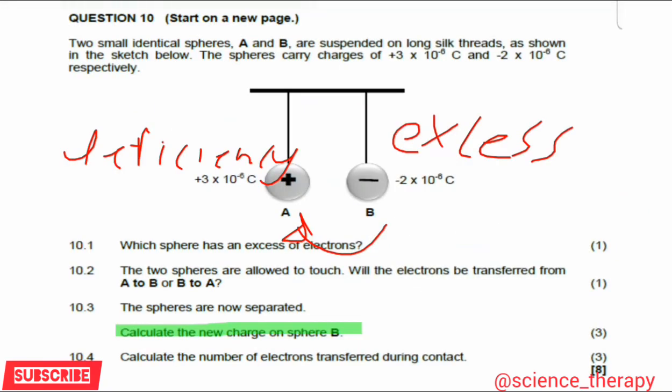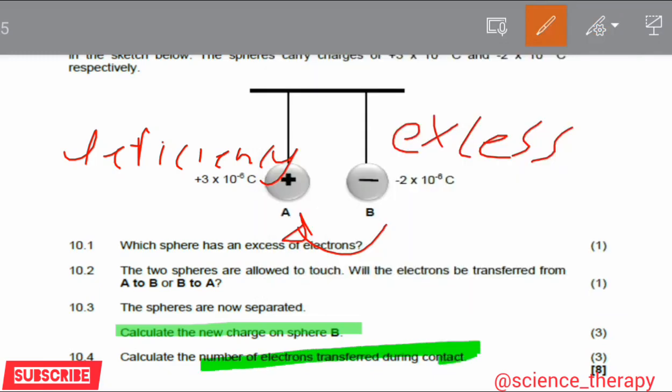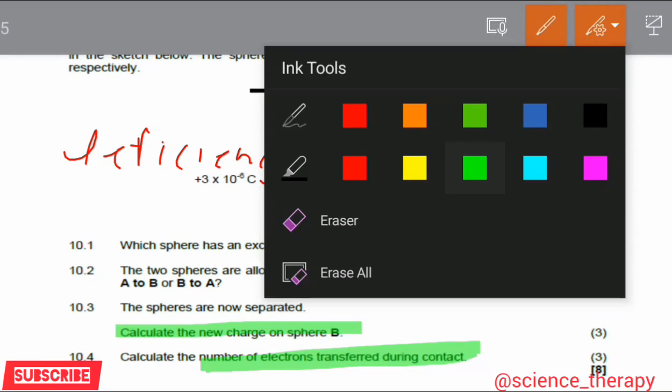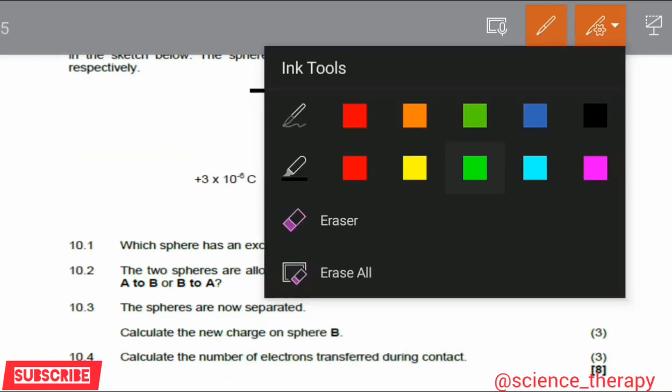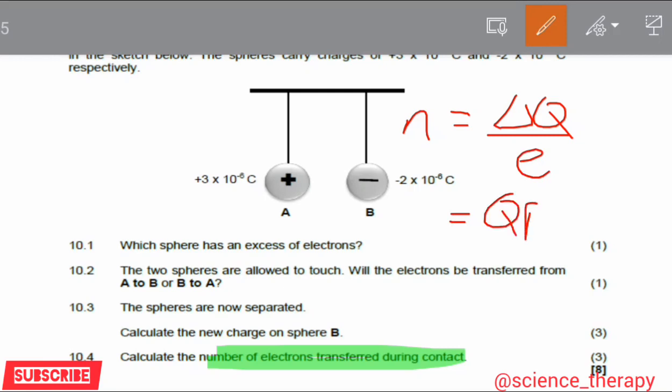Now 10.4 says calculate the number of electrons transferred during contact, right? So now we have the number of electrons transferred. This one is not to be confused with the number of excess electrons. When we have the number of electrons transferred, this is where we have N. This is where we use the formula N is equal to change in Q over E. Now what is the change in Q? This is where you will say Q final minus Q initial, then over that E, right?